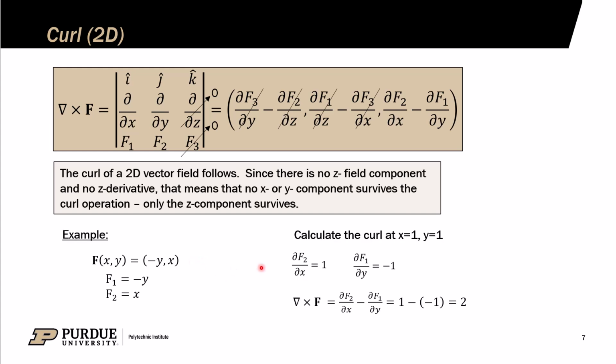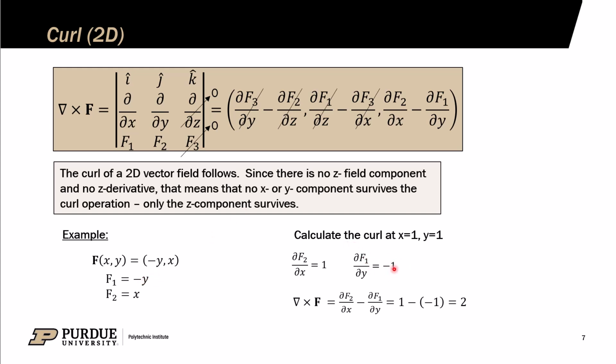So let's do a quick example. I've got a vector f, depends on x, y. Its components are negative y and x. So f1 is negative y, f2 is x. So let's just look at these 2 terms here. I'm going to take the partial of f2 with respect to x. So here's f2, take the partial with respect to x, it gives us 1. And the partial of f1 with respect to y actually gives us negative 1.